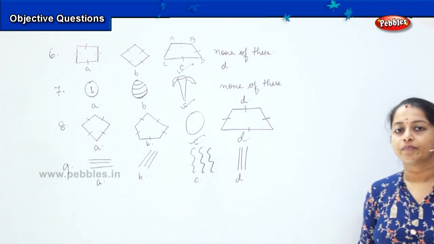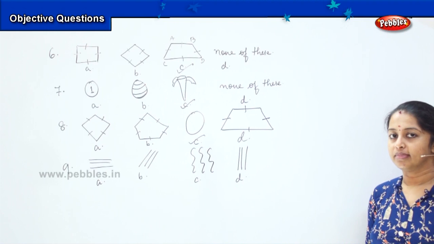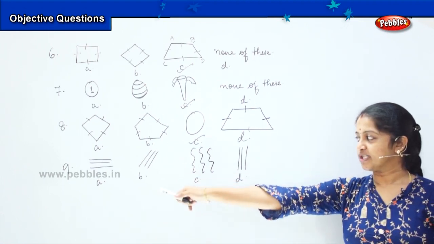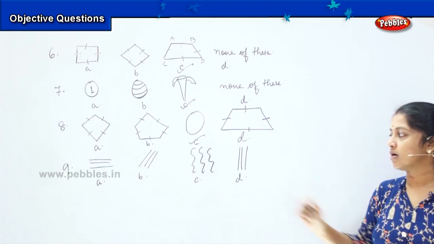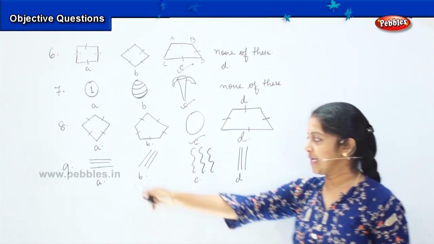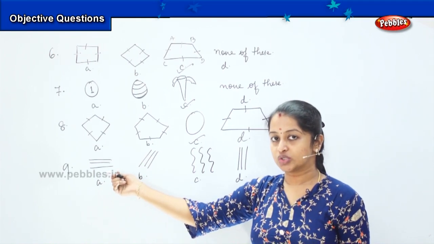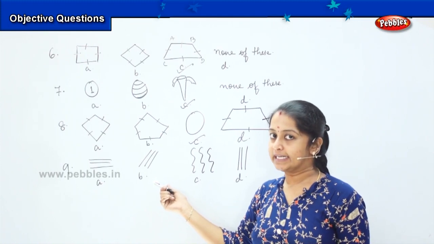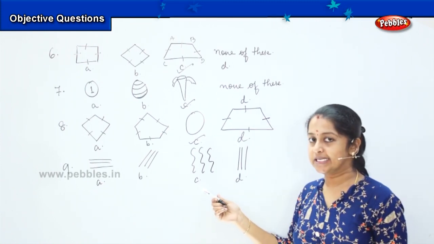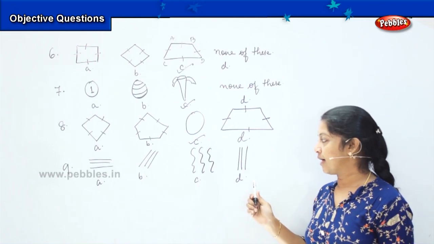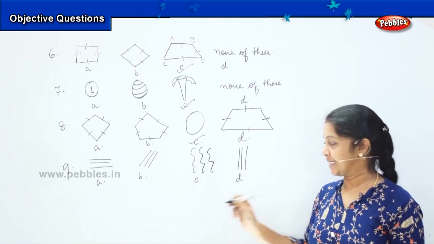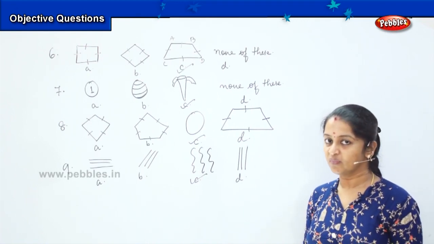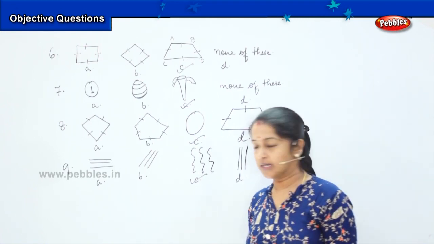In this figure, you have to identify the curved line. So which do you think is a curved line? Is it option A, B, C or D? Option A is your sleeping line. Option B is your slanting line. Option C is your curved line. And option D is your standing line. So my right option is option C. Clear? Shall we move to the next one?